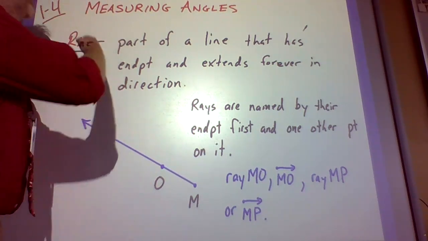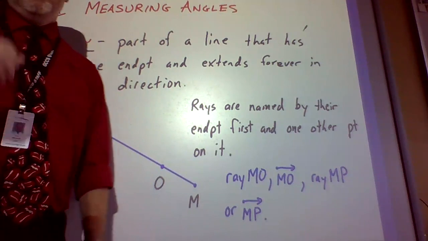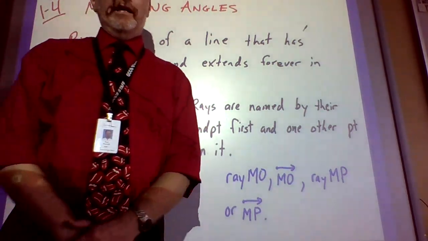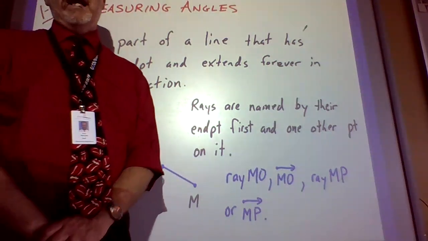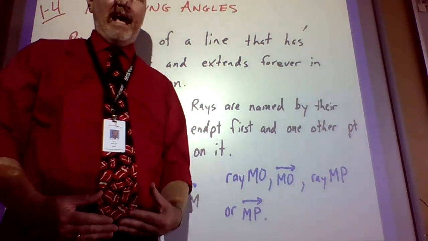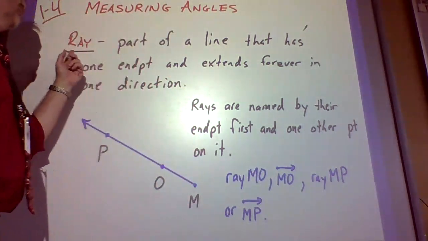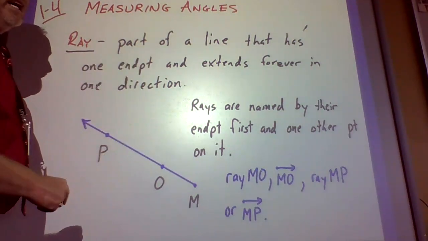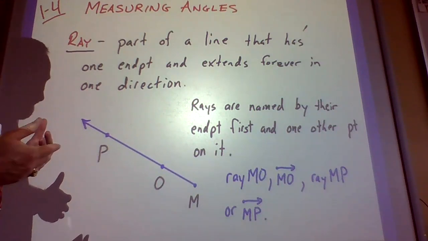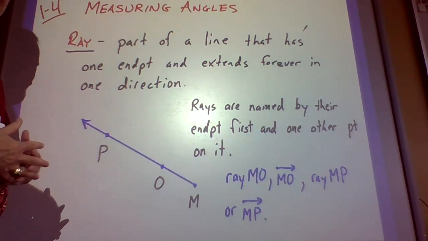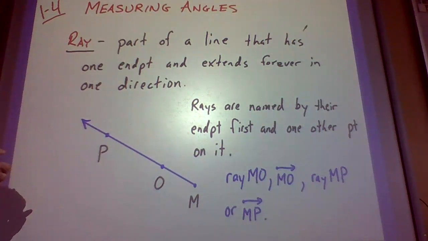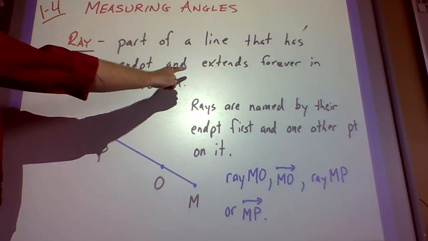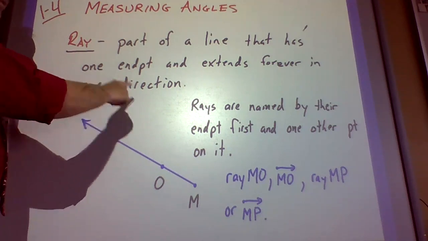We're going to talk about measuring angles today. You've heard about angles for a long time. Everybody kind of has a general idea what an angle is, but before we talk about angles, we got to talk about the things that make angles, which are called rays. All right, a ray is kind of like a part of a line. Some people think of it as half of a line, though mathematically that's half of infinity, so who knows, but it's a part of a line that has one endpoint and extends forever in one direction.